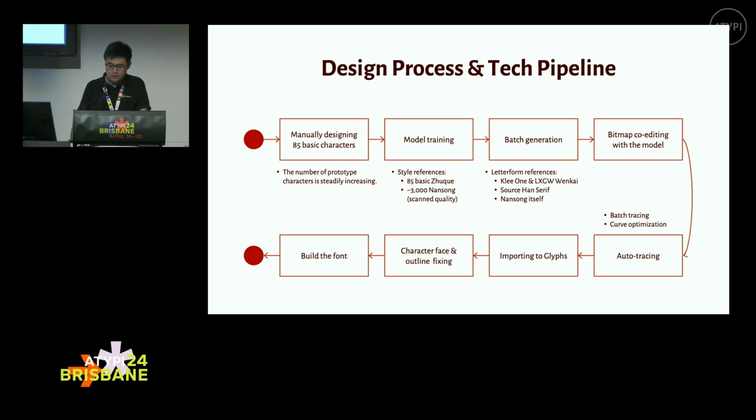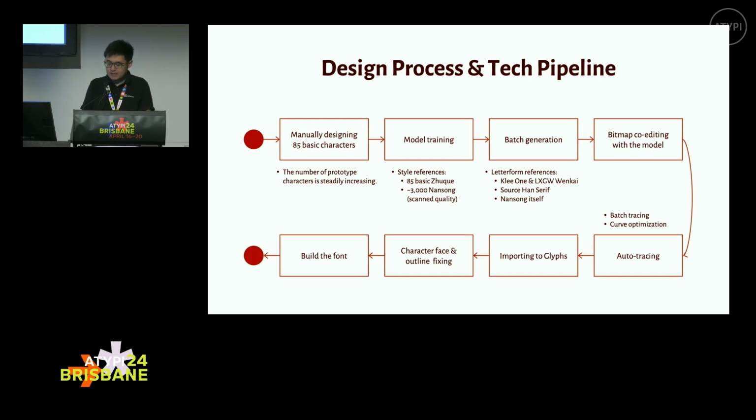During the bitmap co-editing step, the designer roughly paints on the bitmap generated by the previous batch, then it is handed back to the model, which will handle the trivial details, just in the way we dealt with the very complex Biang character in our previous slide.